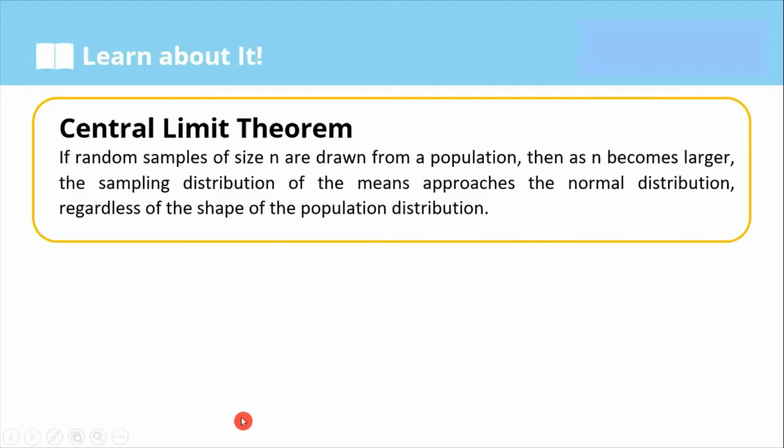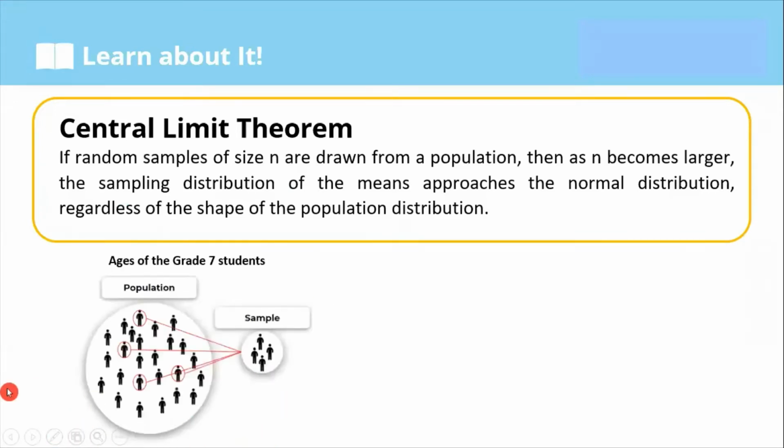For example, you want to know the ages of the grade 7 students in a given population. And since you cannot interview all students in that area, then you get a sample. From that sample, you get the average or the mean age of these students. This average age is called our sample mean. When you make a histogram of this sample, it forms like this.